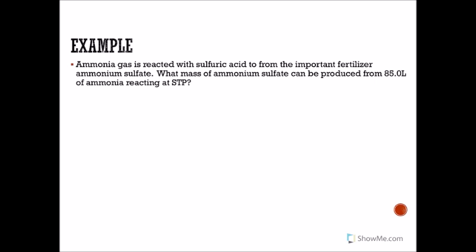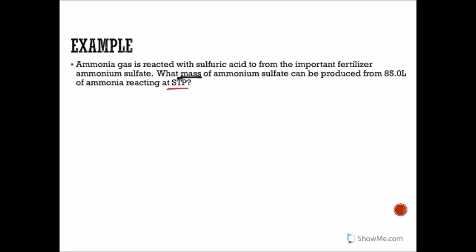Our first example here: ammonia gas is reacted with sulfuric acid to form the important fertilizer ammonium sulfate. What mass of ammonium sulfate can be produced from 85.0 liters of ammonia reacting at STP? So we have a few key pieces of information here. What mass of ammonium sulfate, and remember that STP tells us we need to do a gas conversion.